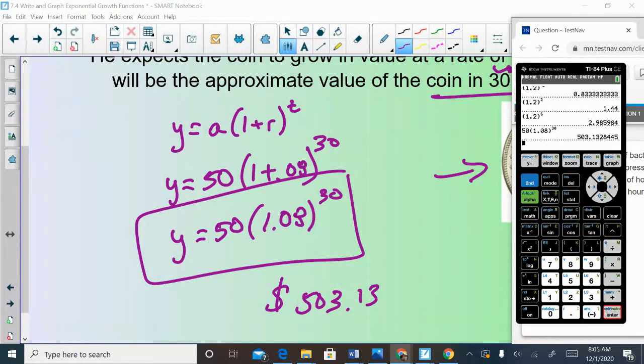So this is how you would use the exponential growth model. Please, if you guys have any questions on any of this, let me know. But that's all I have for you guys for section 7.4.